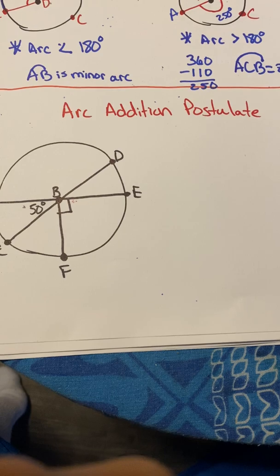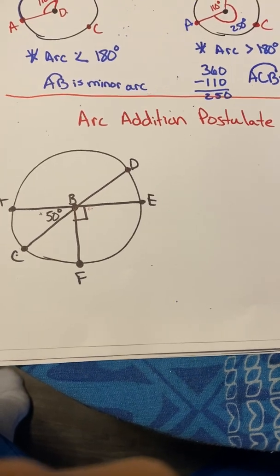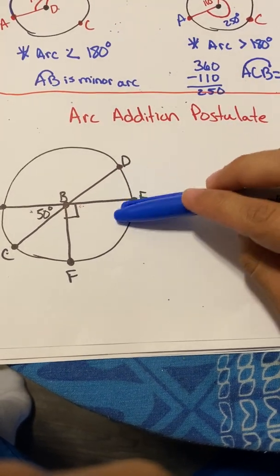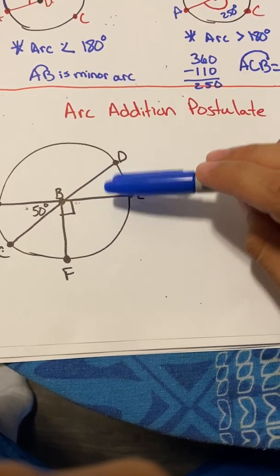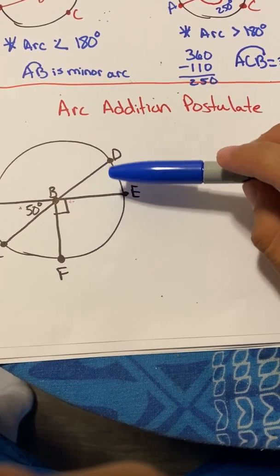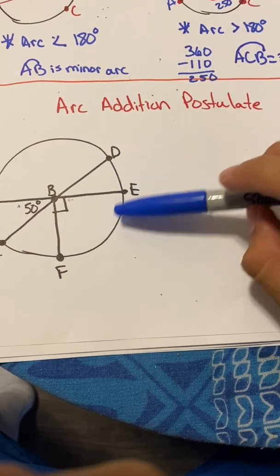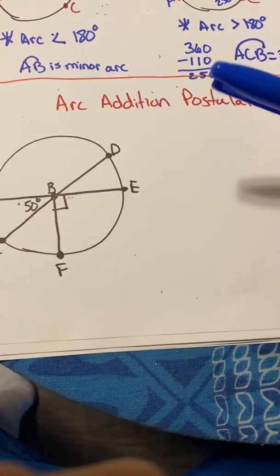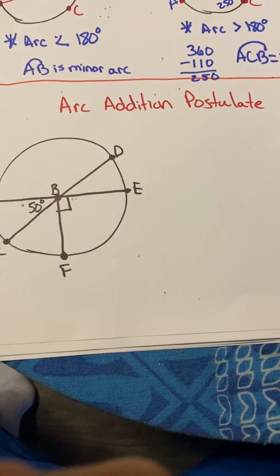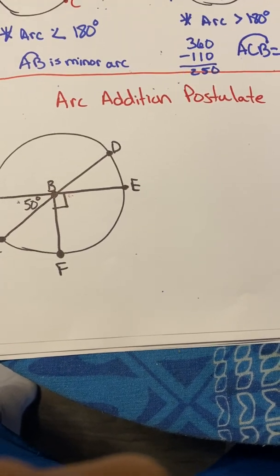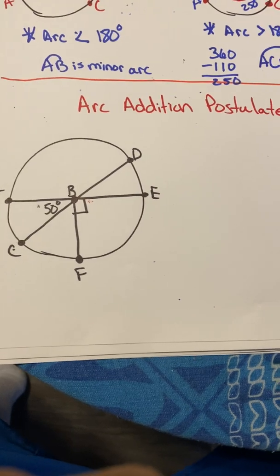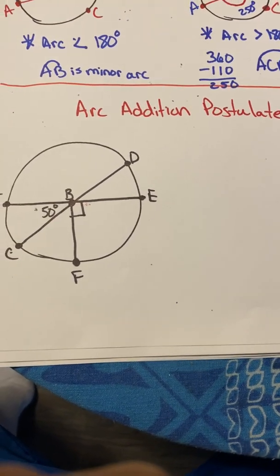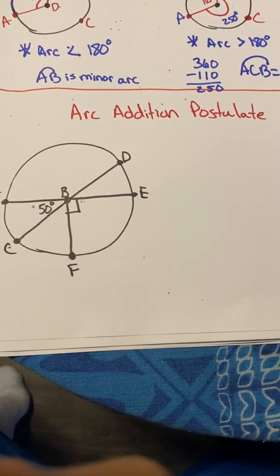And what this postulate says is that if we were to take two angles and get the sum of those two angles, then we would essentially be getting the two arcs of those two angles and getting the sum of the two arcs. You can use this to figure out what arc measures and angle measures are that are not given. What do I mean by that? Well, let's do this example right here.